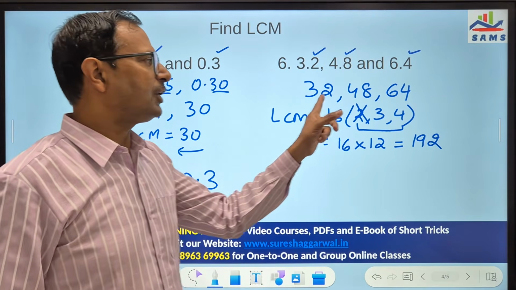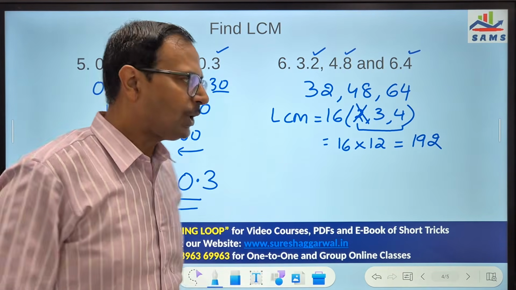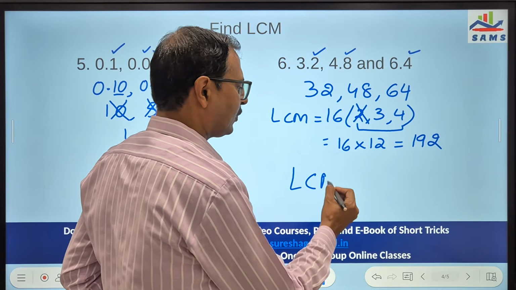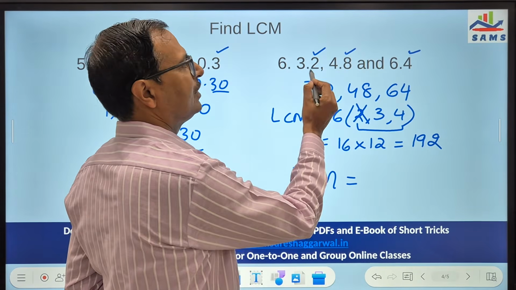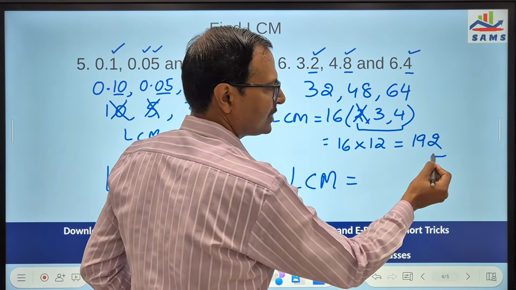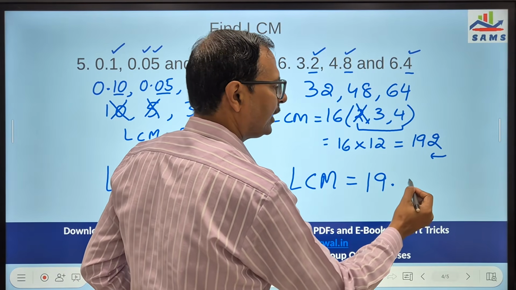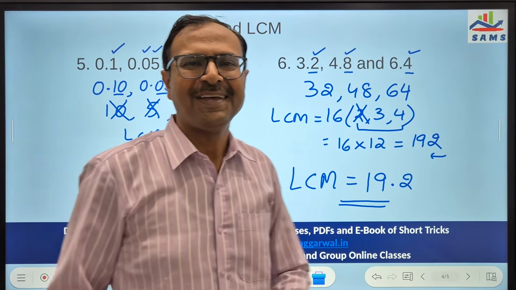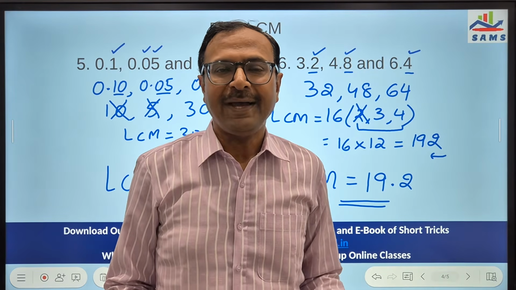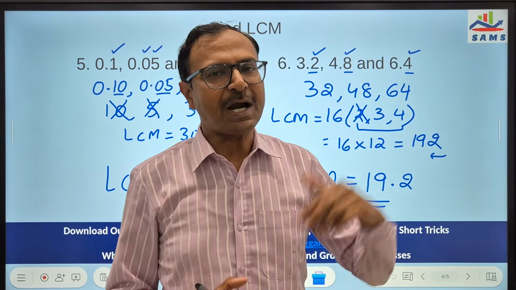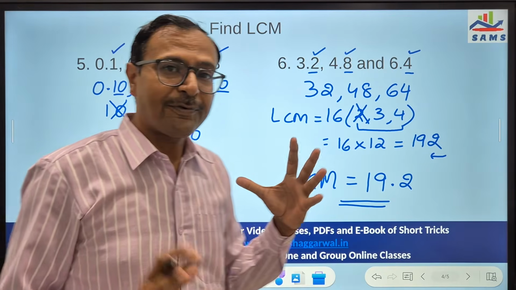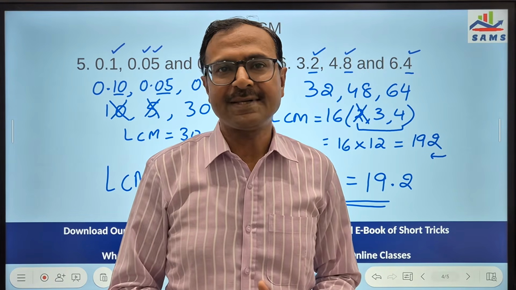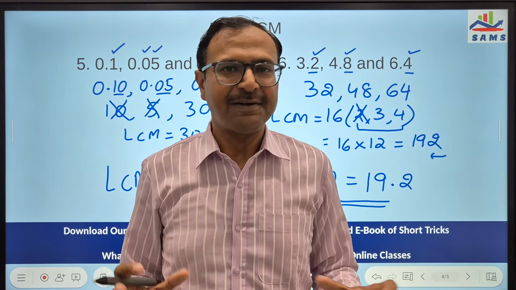Now the LCM of 32, 48, 64 is 192, and therefore the LCM of required numbers, how many decimal places? 1, 1 and 1. So one digit from the right hand side, 19.2 is the LCM of these numbers. So the concept is really important, and once you understand the concept, start applying it and solve 40-50 questions, you will realize it is not that difficult.